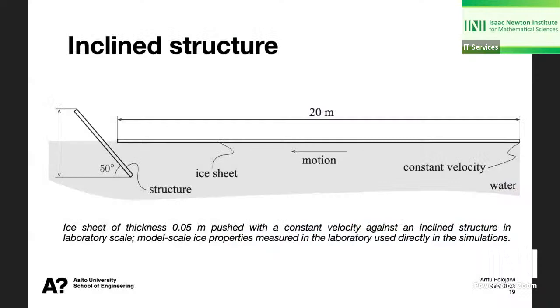Good. I think that's all that I wanted to say about the mechanics, and then I was going to show you a couple of numerical examples of what I've been doing with my model. This first one is a validation study: an inclined structure in lab scale. I have a structure that makes a 50-degree angle with the horizontal here, and I have an ice sheet moving towards that structure. What I've done here is to mimic a lab experiment from our Aalto ice and wave tank from 20 years ago, in fact. That pretty much describes the problem here.